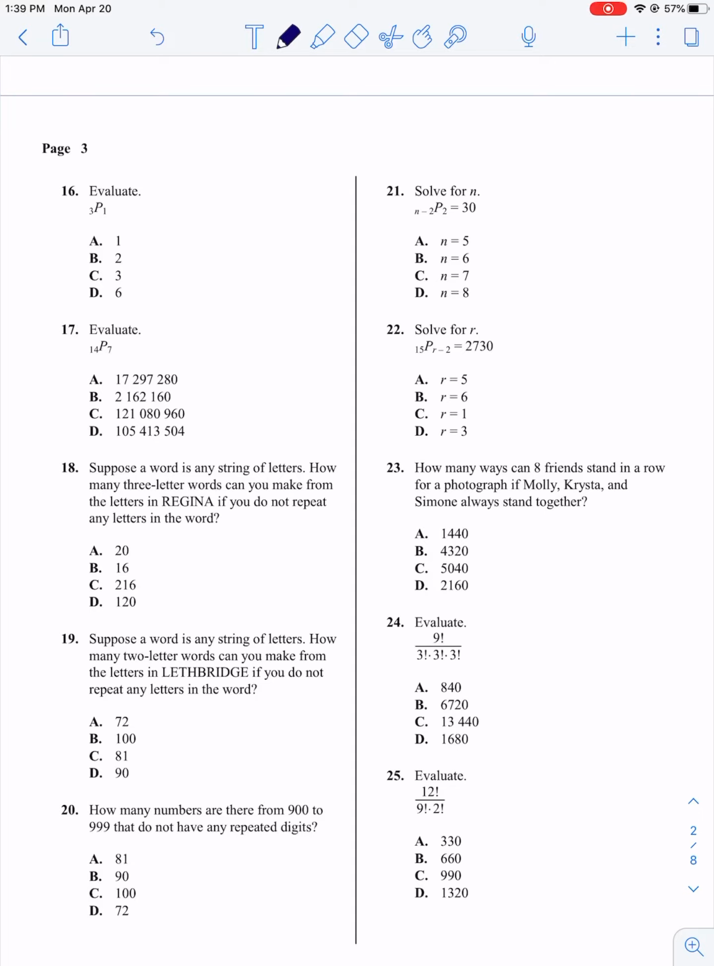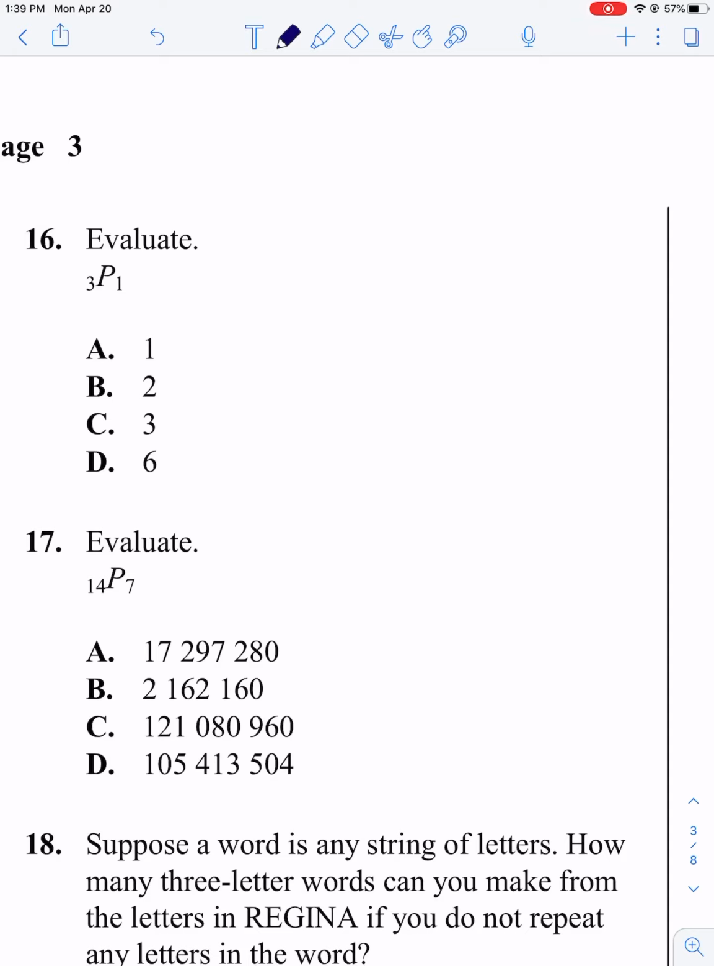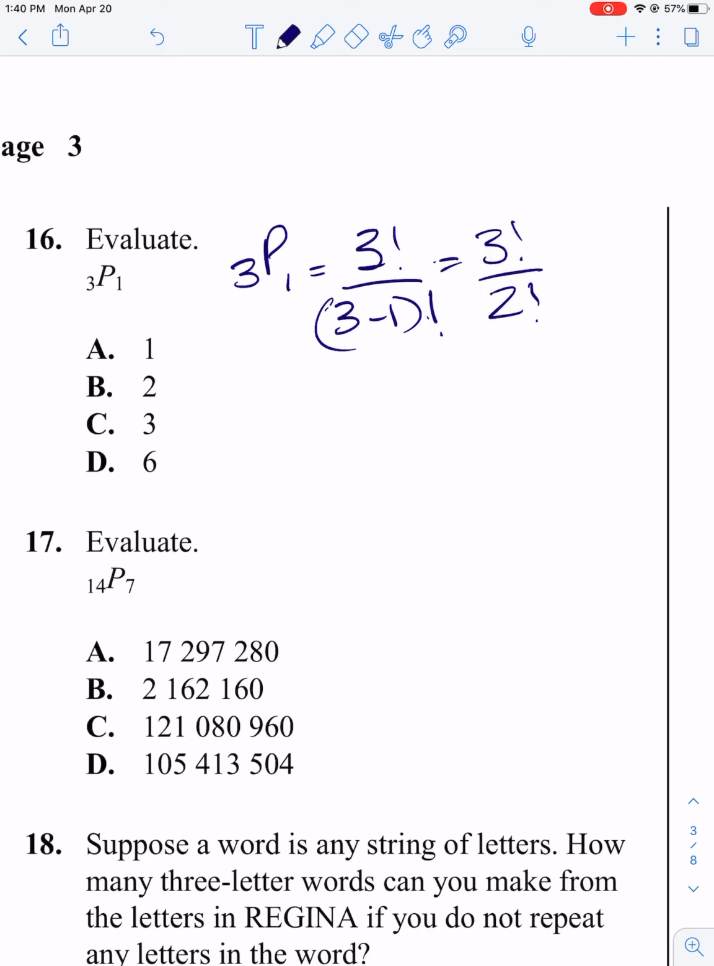All right, let's do page 3. Number 16, we have 3p1. You could just plug that into your calculators using that math button if you have a graphing calculator, or if you have any other kind of calculator that has that button. Otherwise, 3p1 means 3 factorial over 3 minus 1 factorial. So 3 factorial over 2 factorial.